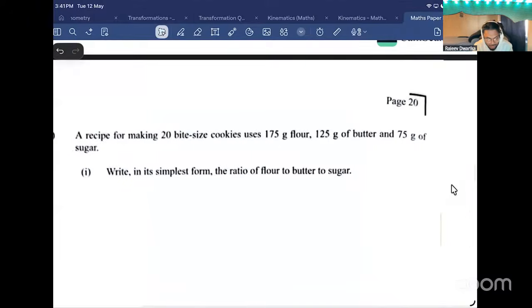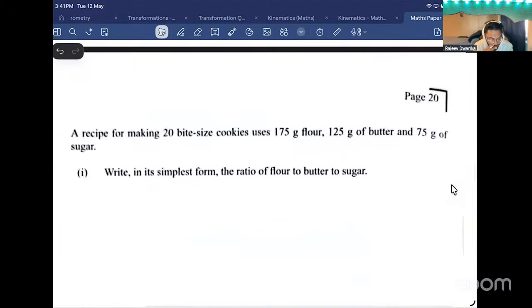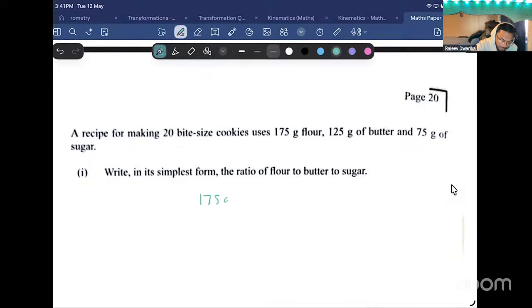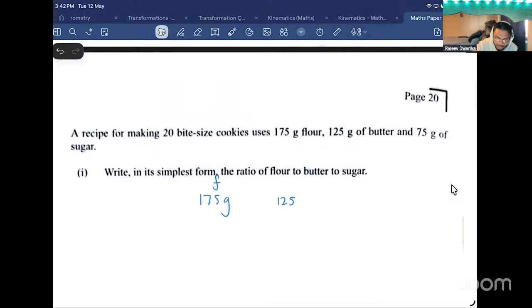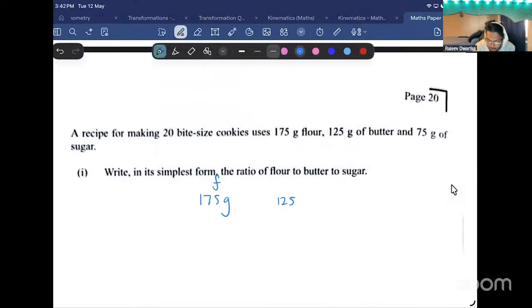All right, let me continue on question 6. A recipe for making 20 bite-sized cookies uses 175 grams of flour, 125 grams of butter and 75 grams of sugar. In its simplest form, the ratio of flour to butter to sugar.